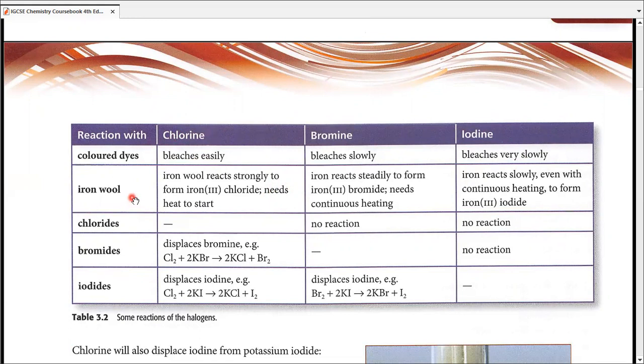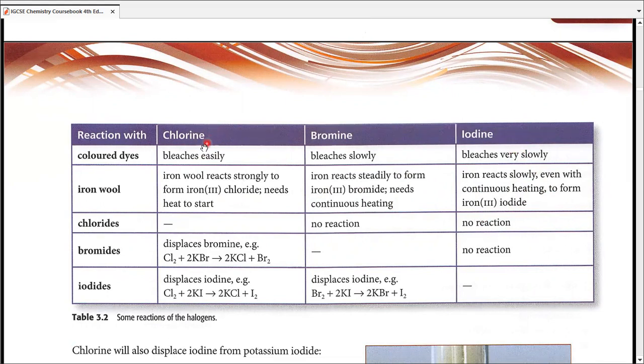If I react them with a metal, chlorine actually reacts strongly to form a metal chloride. It means a salt, but this reaction needs heat to start. Iron also reacts steadily to form iron 3 bromide with bromine, but this reaction needs continuous heating. Iron reacts very slowly, even with continuous heating, and forms a little amount of iron 3 iodide. So as you can see, this one needs heat to start. This one needs continuous heating. Even on continuous heating, this goes very slow. This proves that chlorine is more reactive than bromine, and bromine in turn is more reactive than iodine.